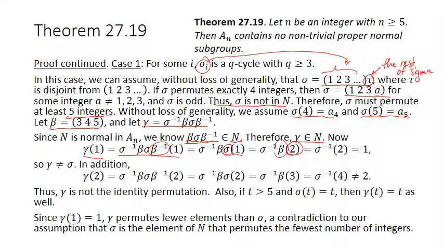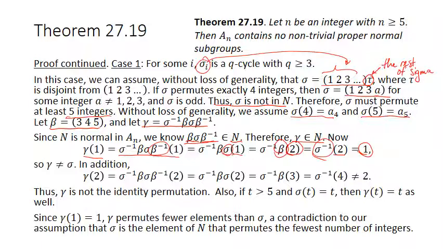Now we do beta to 2. Beta does not move 2 at all, so this is still 2. And then finally we do sigma inverse to 2. Sigma inverse does the opposite of what sigma did, so it moves it back to 1. So what can we tell from this? Because gamma of 1 is equal to 1, gamma is not the same as sigma, because sigma of 1 is not 1. Sigma of 1 is 2. So gamma and sigma cannot be the same element.